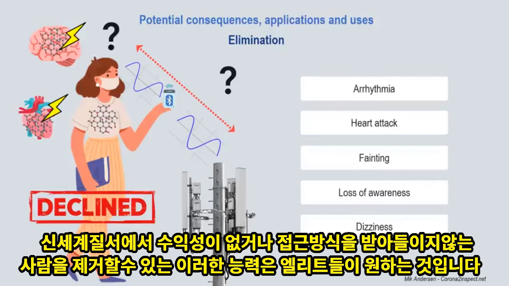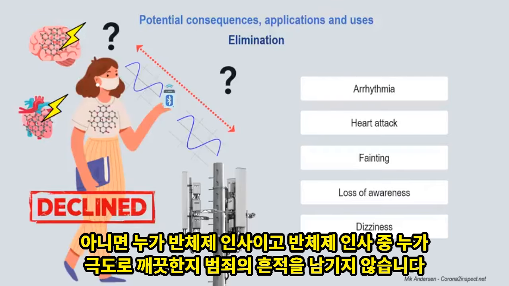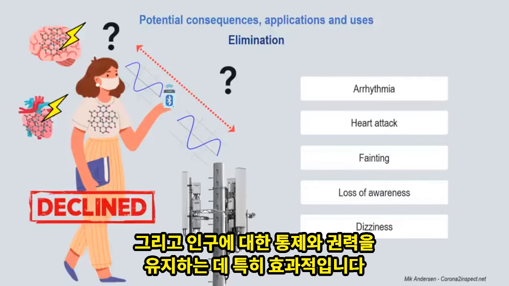This ability to be able to eliminate a person who is either unprofitable in the New World Order, or who does not accept the approaches desired by the elites, or who is part of the dissidents or opposition, is extremely clean, leaves no traces of the crime, and is particularly effective in maintaining control and power over the population.